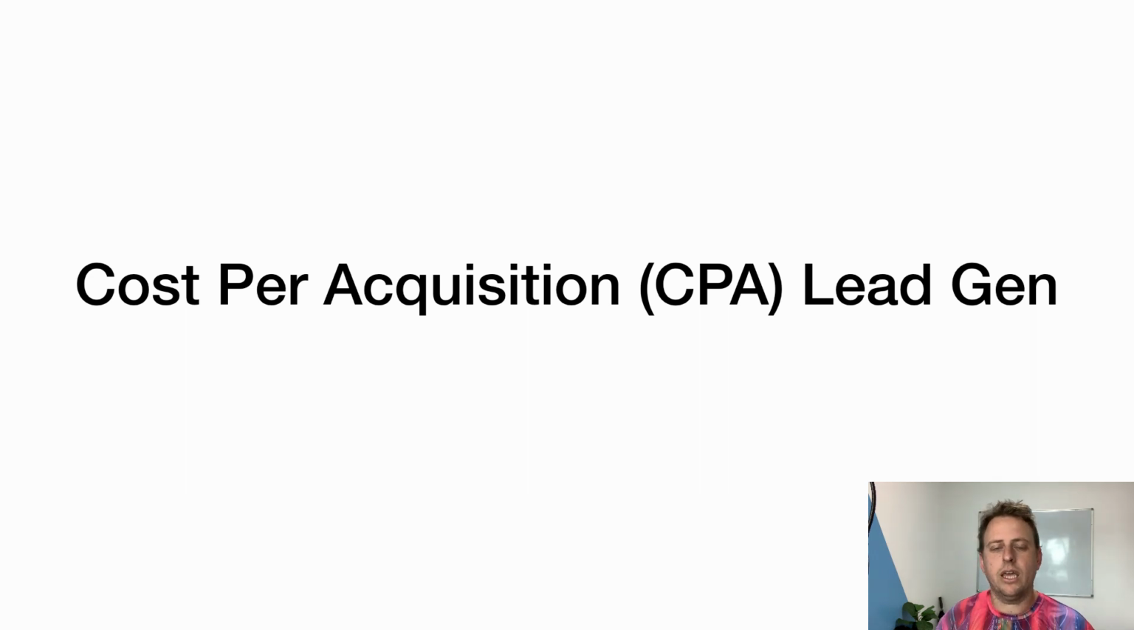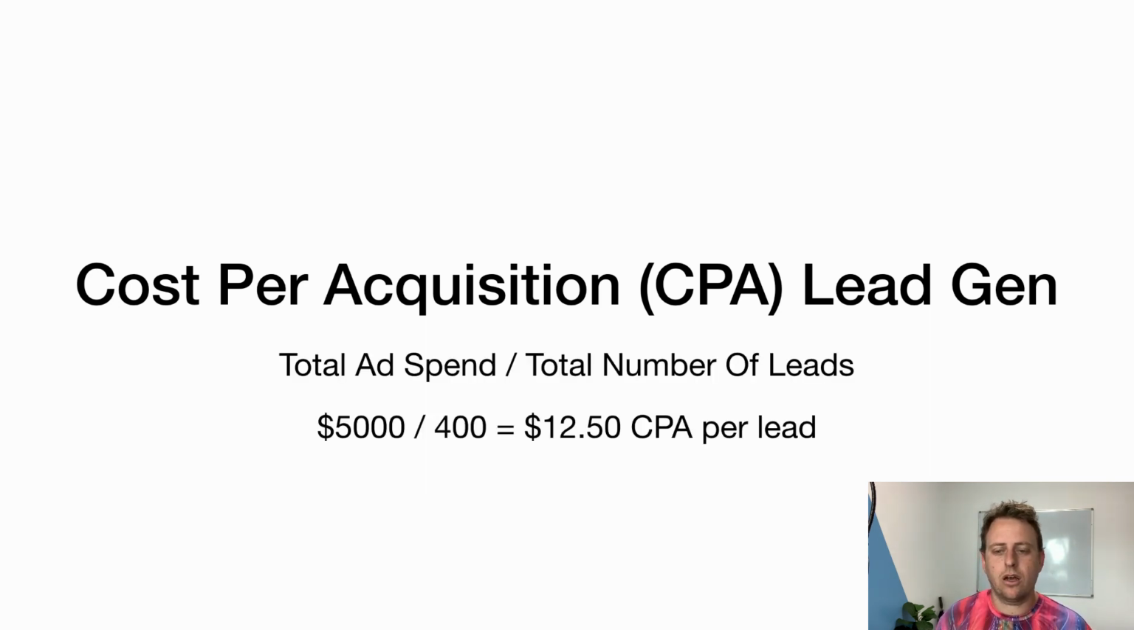Taking it from there, the next thing we want to know about lead generation work is our cost per acquisition. To work out our cost per acquisition, or our cost per lead, we look at our total ad spend and divide that by the total number of leads we generated off that ad spend. So if we spent $5,000 and got 400 leads into our business, then we're paying $12.50 cost per acquisition, commonly referred to as CPA. So our CPA for each lead is $12.50.